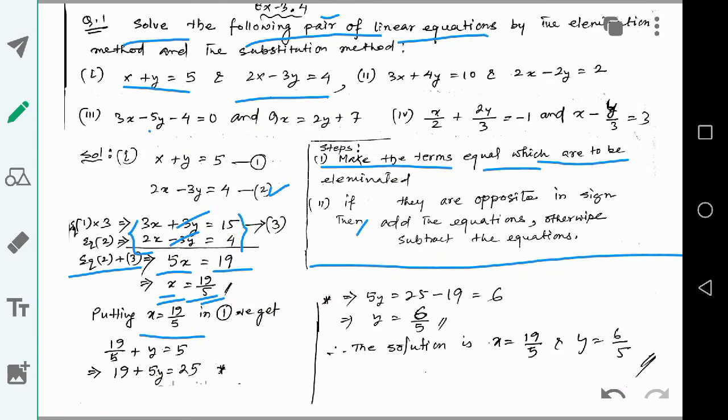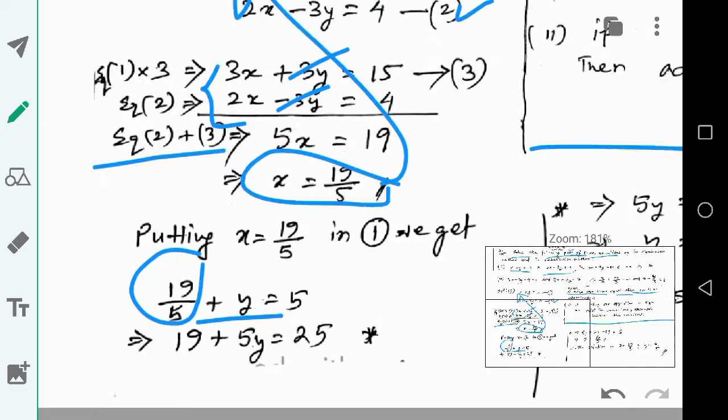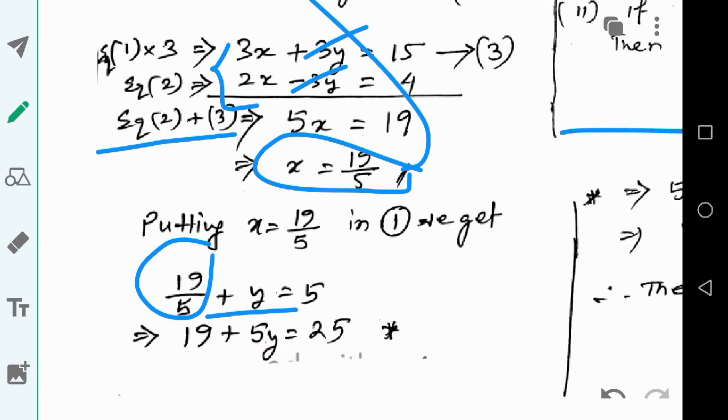put this value of x in equation number 1. You can use this value in equation 2 as well, but I have used it in 1. So putting x is equal to 19 by 5 in equation 1, we have got 19 by 5 plus y is equal to 5.